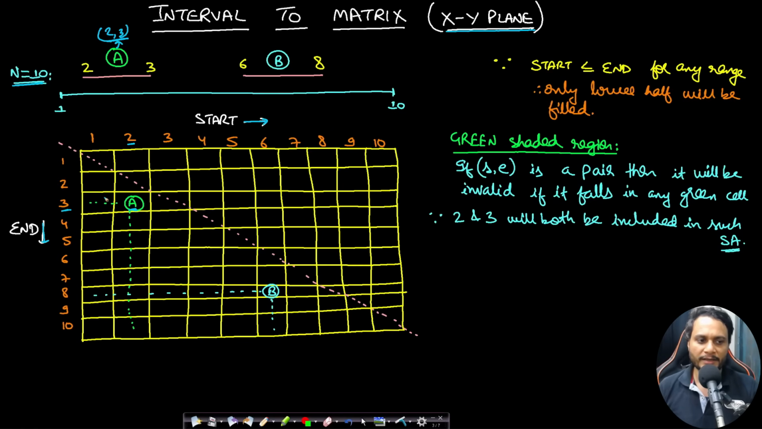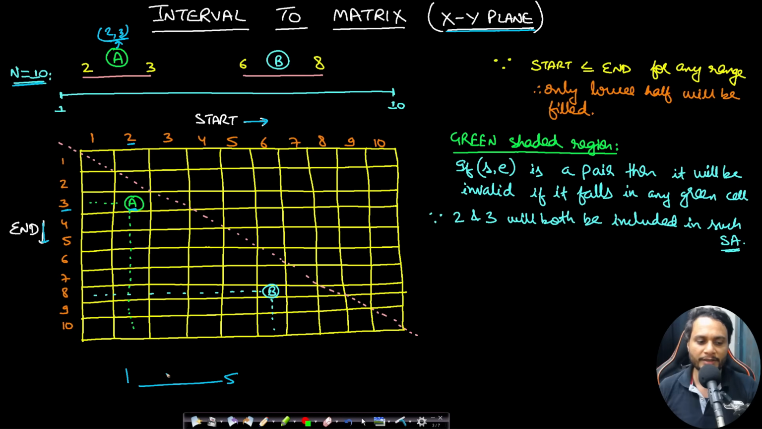What is the meaning of this? It means that if you have any point in this shaded area, then it will all be invalid. And how is this even possible? Let's say that you have taken a point 1, 5. What is the meaning of this 1, 5? 1, 5 means you have an interval from 1 to 5. Now if you take an interval from 1 to 5, will you not contain the 2 to 3 interval in this?